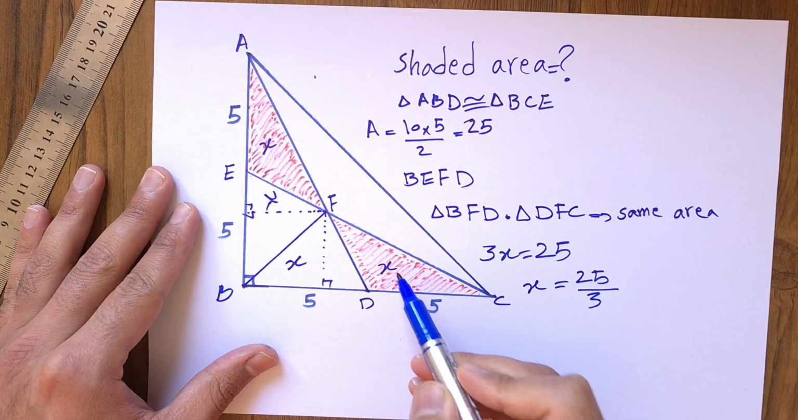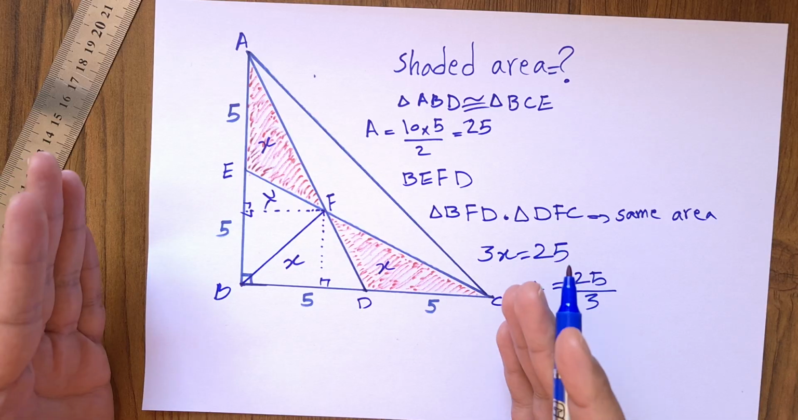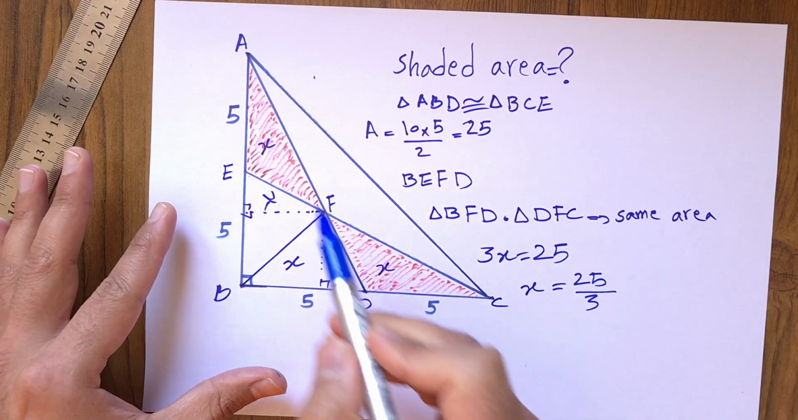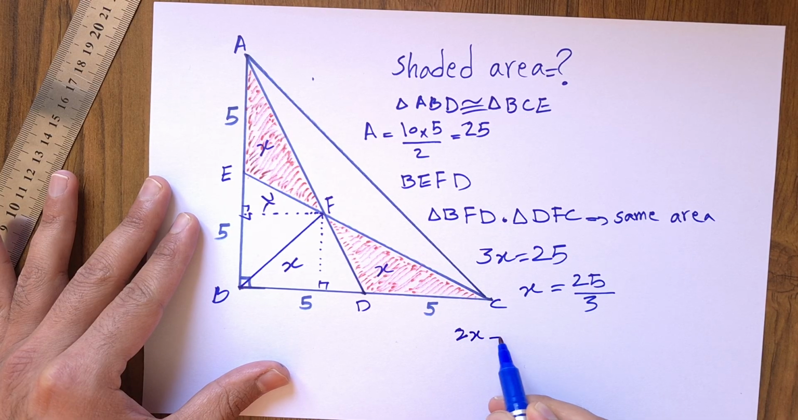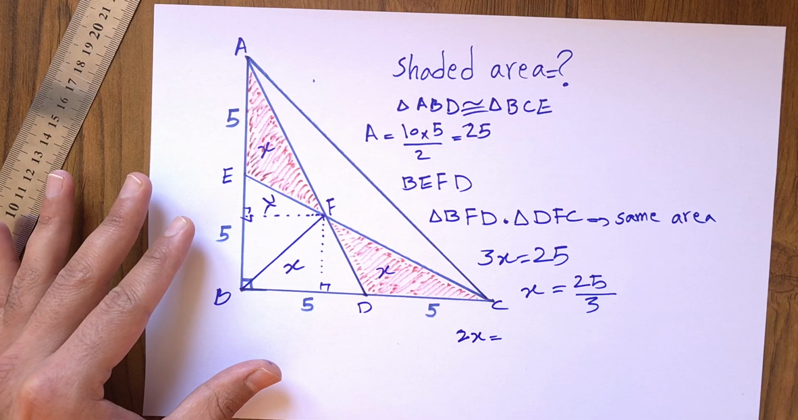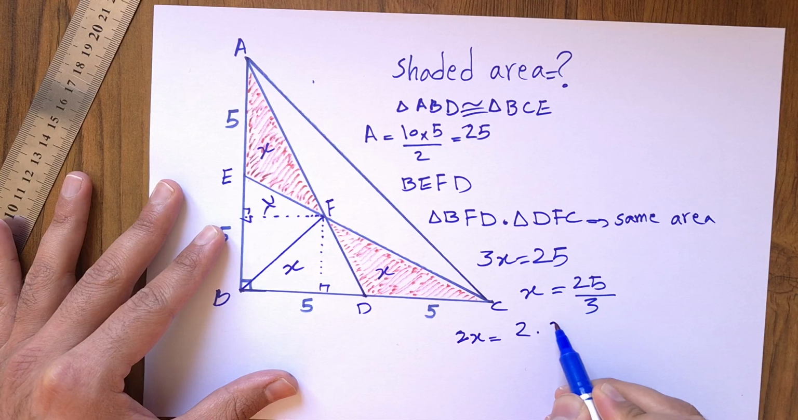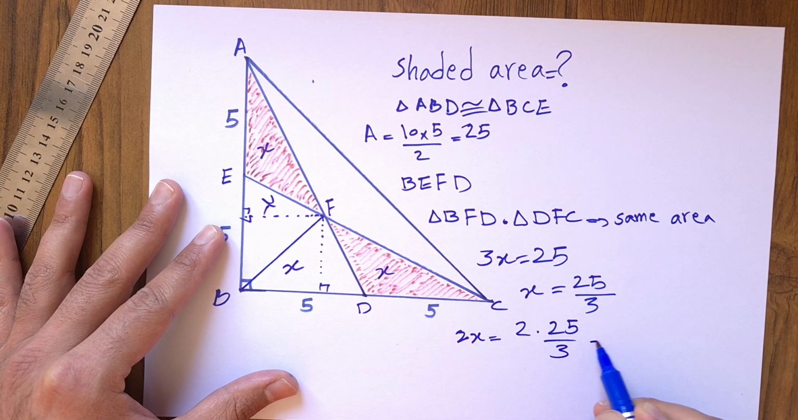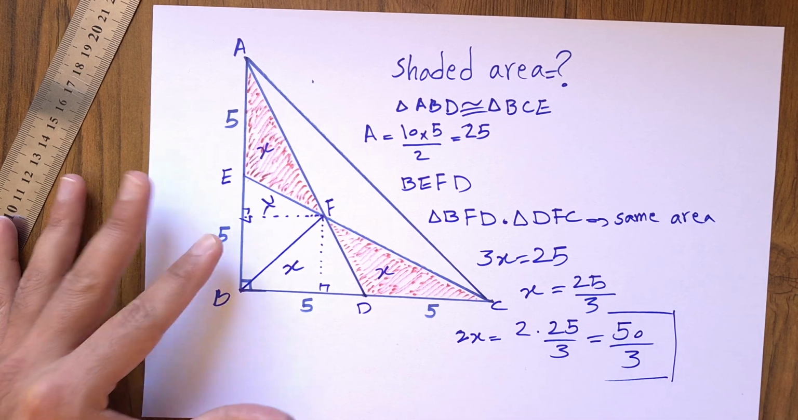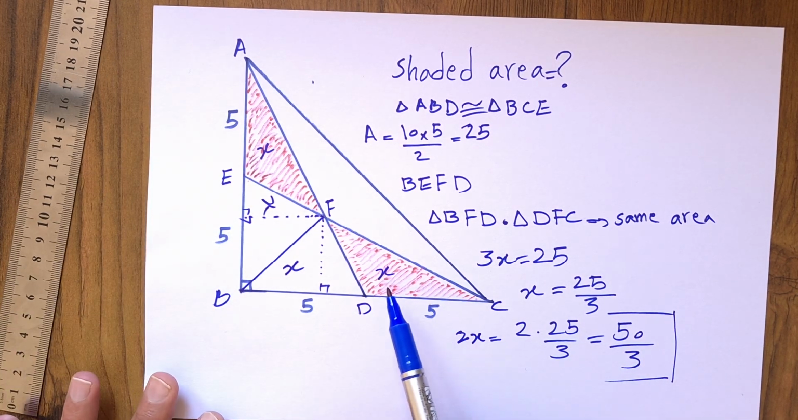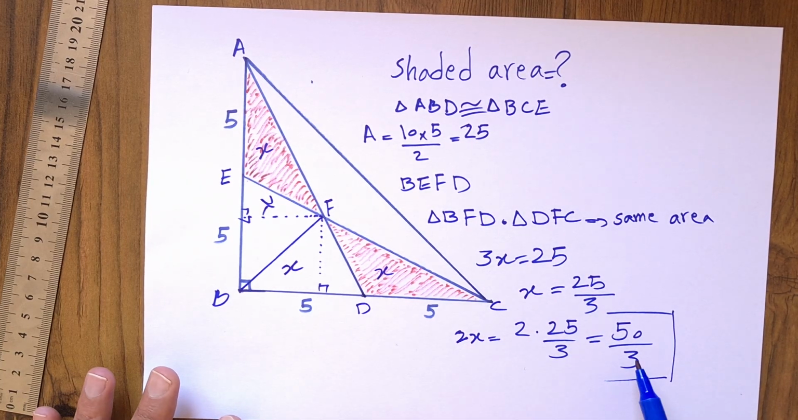Since we want to calculate the area of the shaded region, and it is comprised of 2 X's, the answer for the problem is 2X. So 2X equals 2 times 25 over 3, which is 50 over 3. And that's the final answer. Let's put a box around it. The combination of these two little shaded areas is 50 over 3.